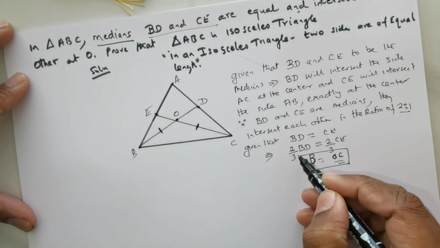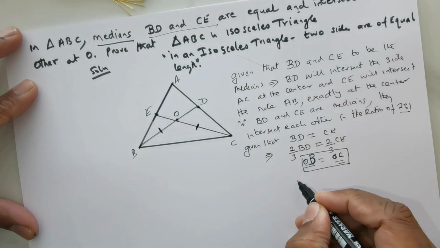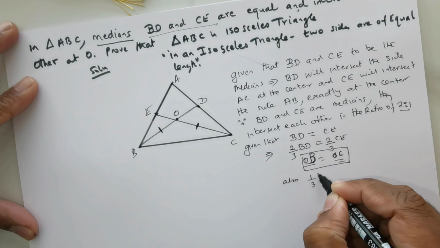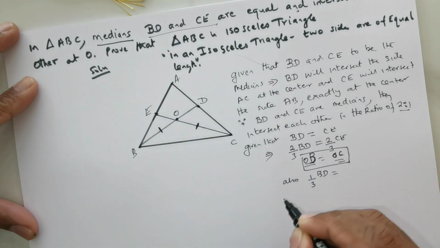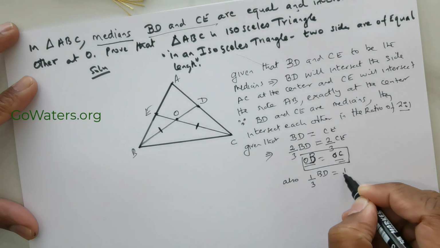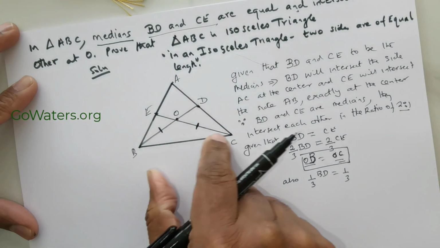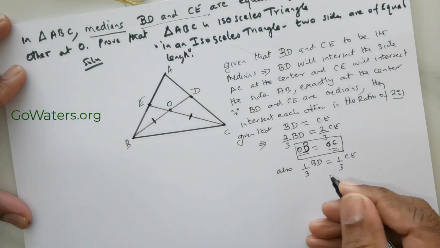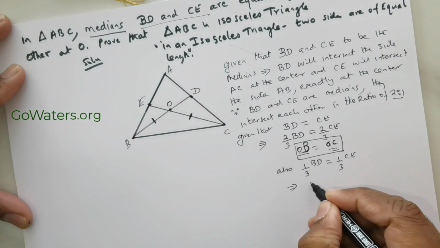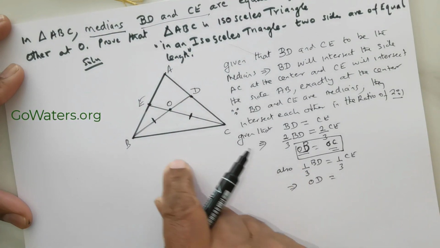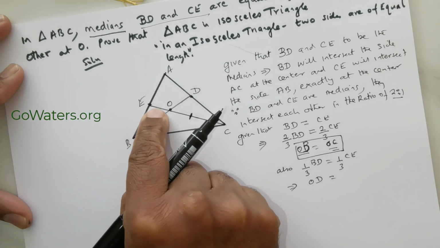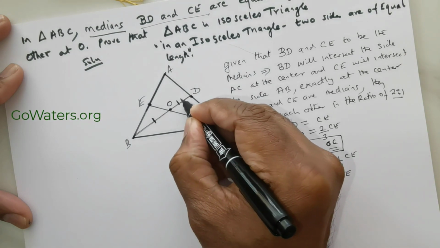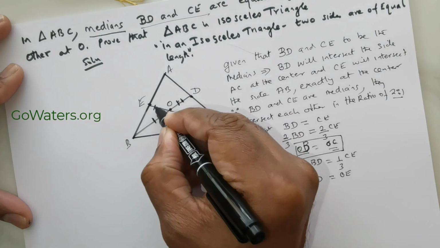Now if I take 2/3 of BD away, then there is 1/3 also. What is 1/3? 1/3 of BD. So this would mean 1/3 of BD will be equal to 1/3 of CE, right? But what is 1/3 of BD? This would mean 1/3 of BD is nothing but OD. So OD will be equal to 1/3 of CE. 1/3 of CE is this small part. That's equal to OE. So this part OD is equal to this part, right?